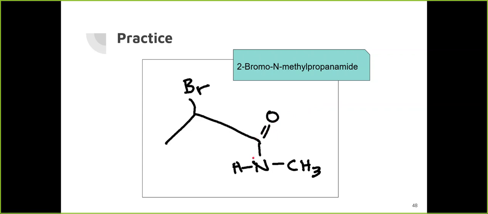And yes, so we have 1, 2, 3 carbons, so that's propanamide. And we have a methyl group on this nitrogen, so that's N-methyl. And then we've got a bromine on that second one, so 2-bromo-N-methylpropanamide. Good. So we have to go with the alphabetical order for the bromo versus the methyl. You're going to alphabetize the bromo and the methyl.